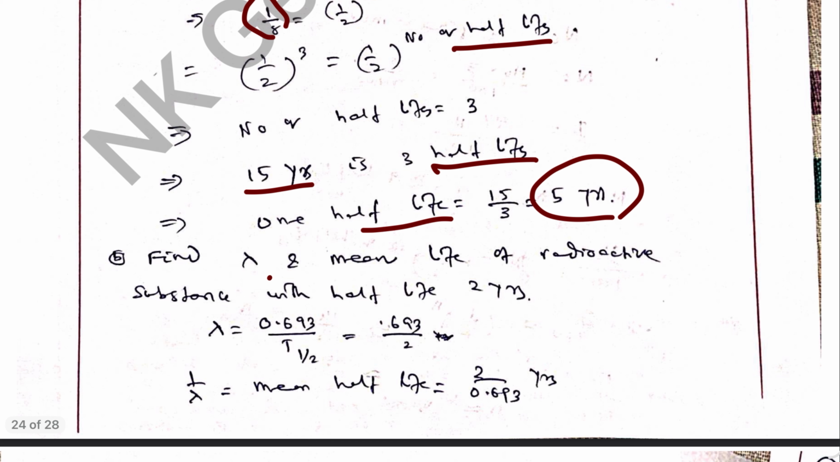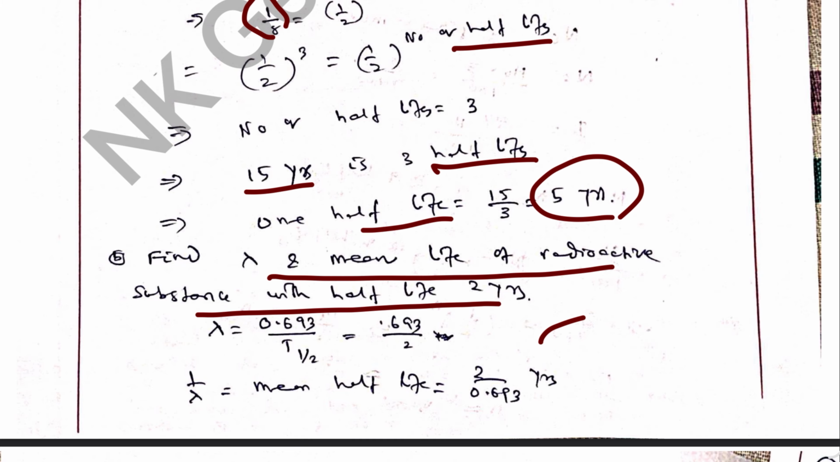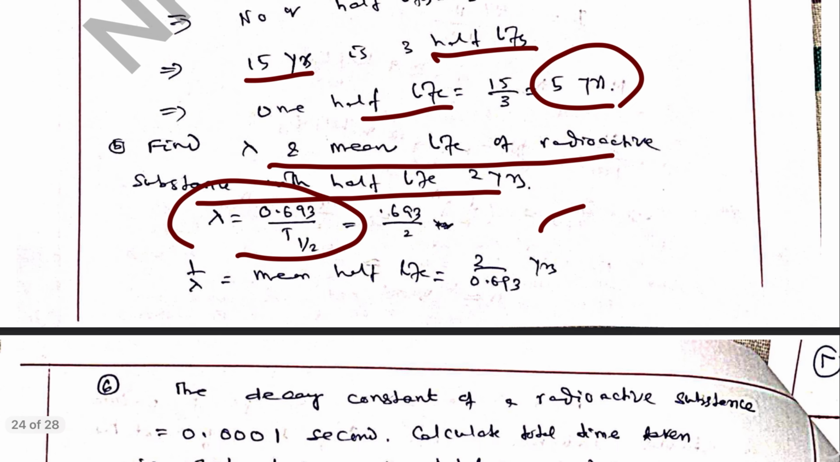Find the lambda and mean life of radioactive substance with half-life 2 years. It can be easily found out by putting lambda is equal to 0.693 by T to the half.